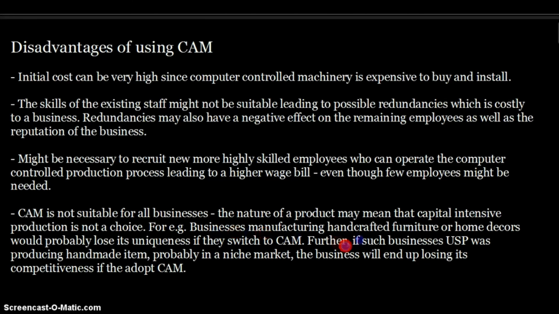A business manufacturing handcrafted furniture or home decor would probably lose its uniqueness if it switched to camera manufacturing. Furthermore, if such a business's USP was producing handmade items, probably in a niche market, the business will end up losing its competitiveness if it adopts CAM, that is camera manufacturing.